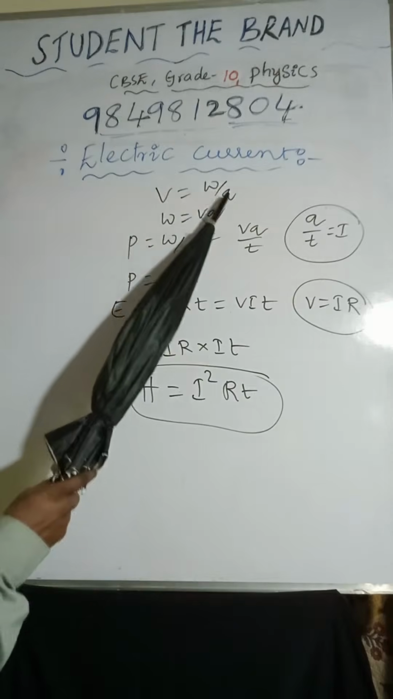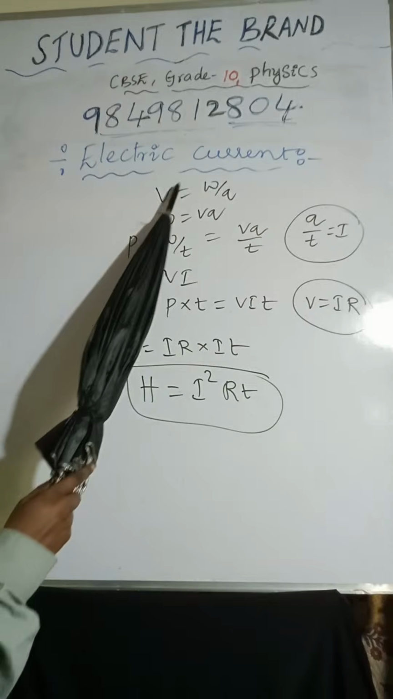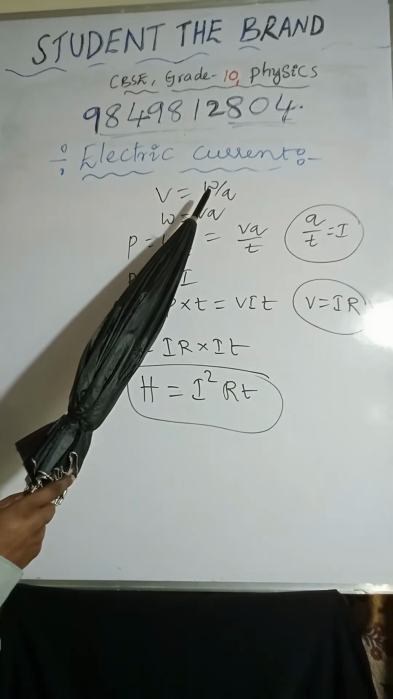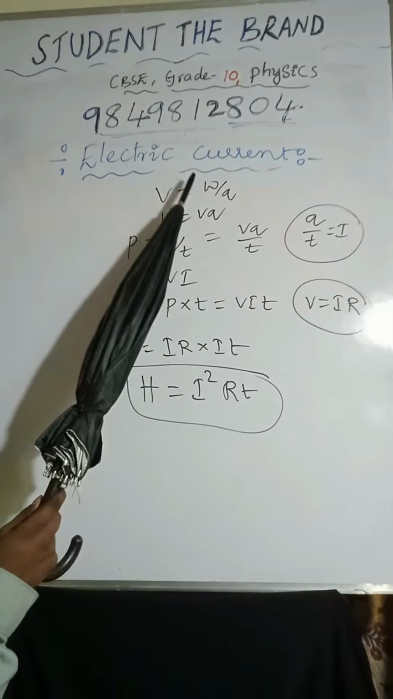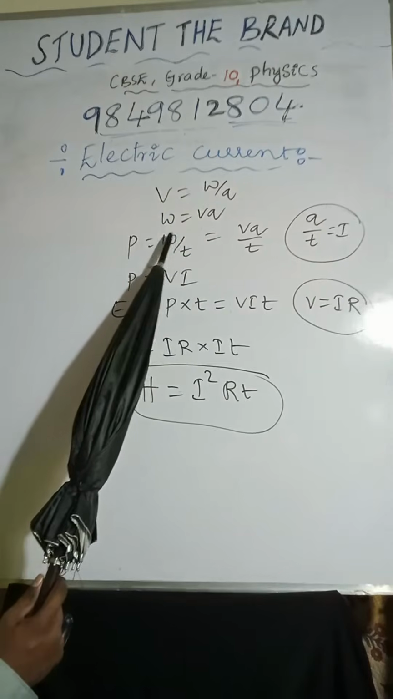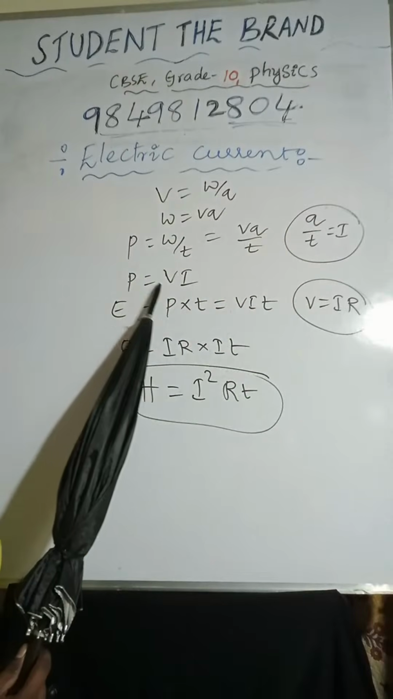So V equal to W by Q, W equal to VQ. You can cross multiply. Potential difference is equal to work done to bring unit positive charge from one point to another point. So W equal to VQ, P equal to W by T. Q by T is current. So P equal to VI.